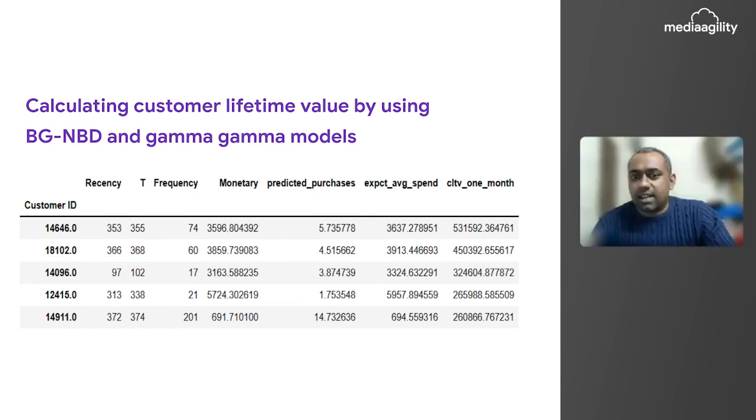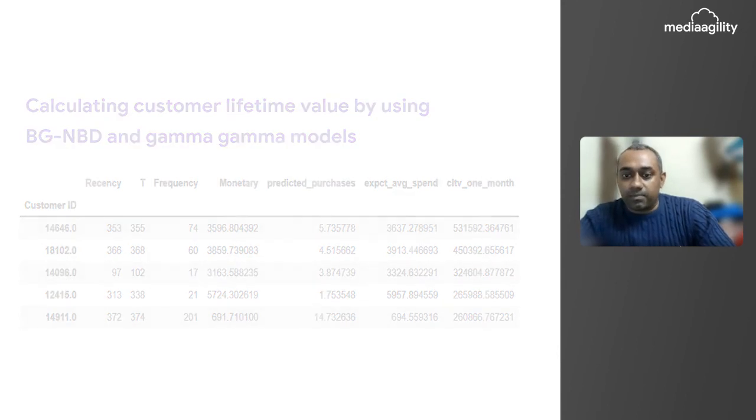Right. So on this slide, the key point I would say is that for every customer, you see the customer IDs on the rows, and we are predicting for each customer what type of revenue we can expect from them in the next 1 month. That's the last column, which gives you the CLTV for 1 month.